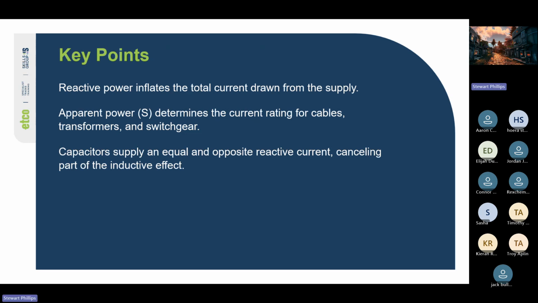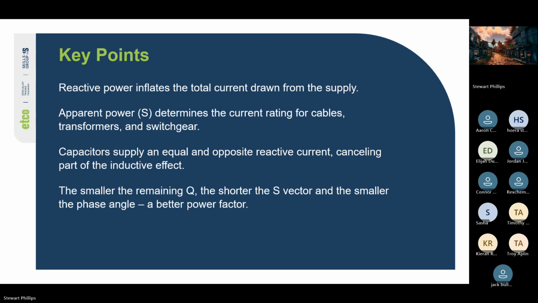Capacitors supply an equal and opposite reactive current, which will cancel out the inductive effect. The smaller the remaining Q, the shorter the S vector, our apparent power vector, and the smaller the phase angle, which means a better power factor.